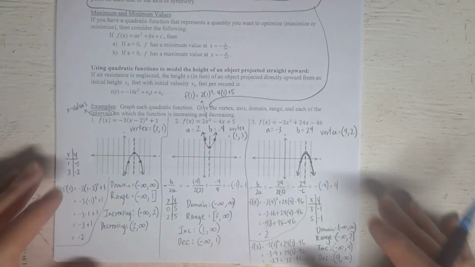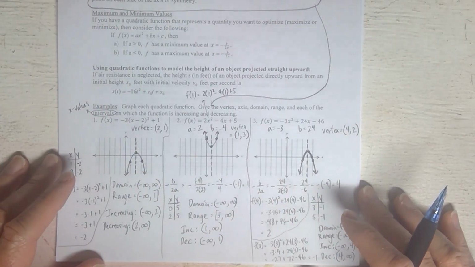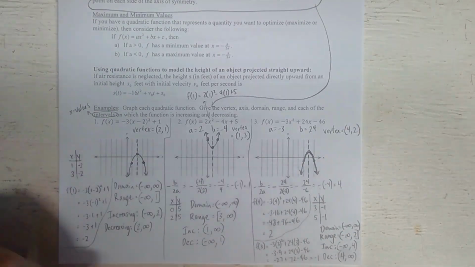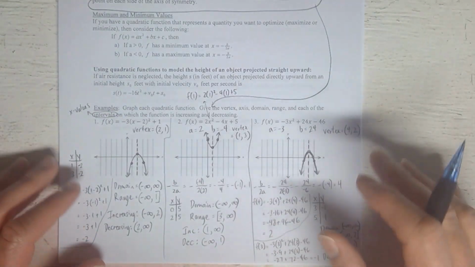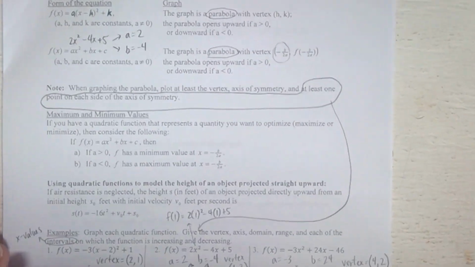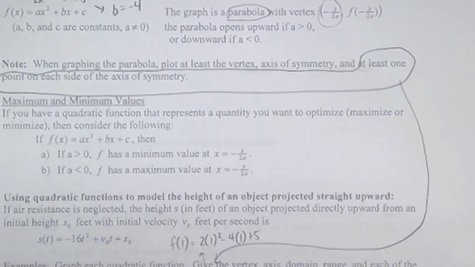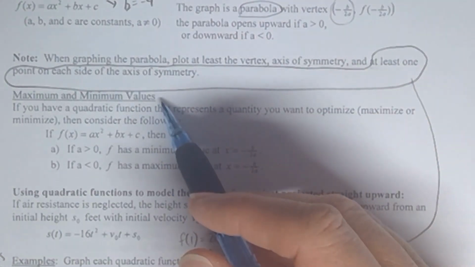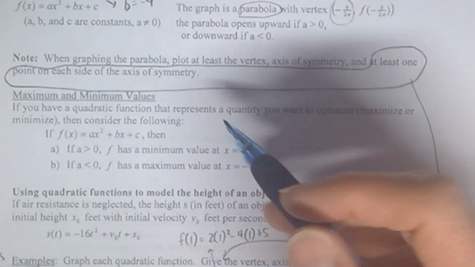Okay, as we get ready to flip over the 3.1 worksheet onto the back, I want to just talk about a couple of things that'll help us with the back side. First of all, you see up here in the middle, it talks about maximum and minimum values. That's the main thing we're going to be talking about on the back side.